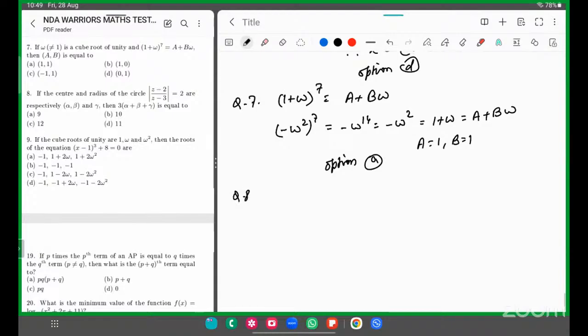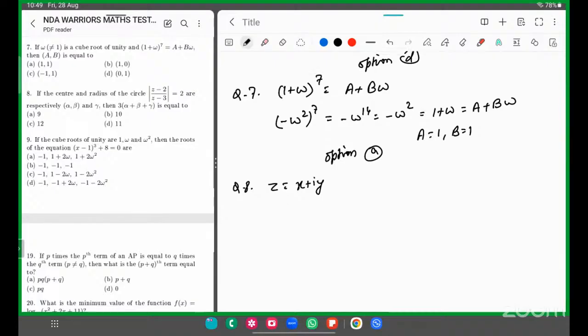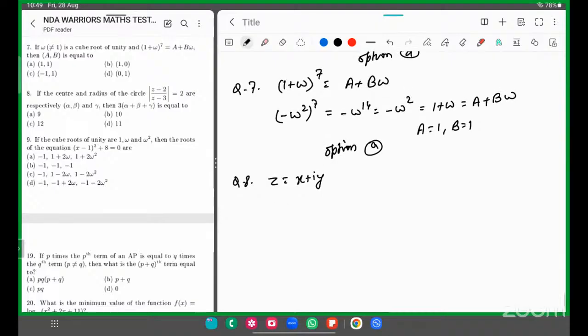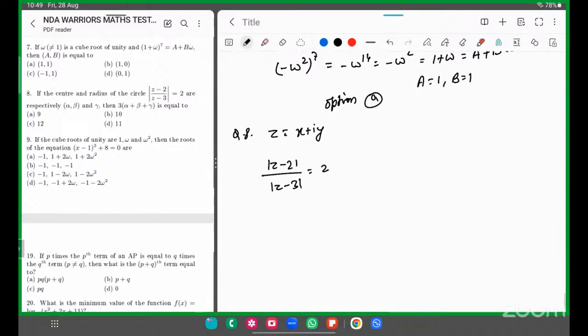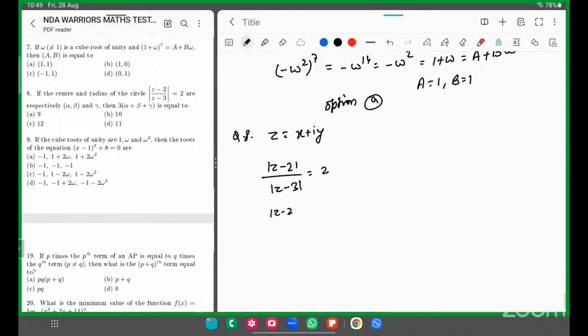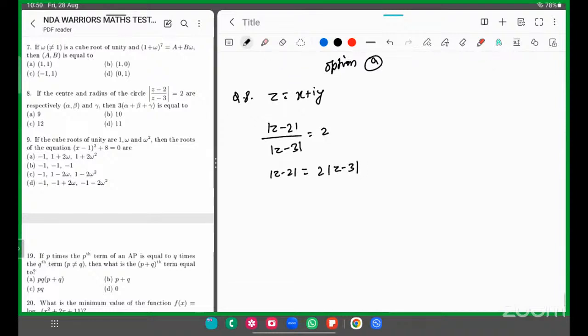We know that z is written as x plus iota y. If you put this value in the above question, what are we going to get? Mod of z minus 2 upon mod of z minus 3 equal to 2, right? So when you cross multiply, I can write it like this: 2 into mod of z minus 3. First, take the squaring of both sides.